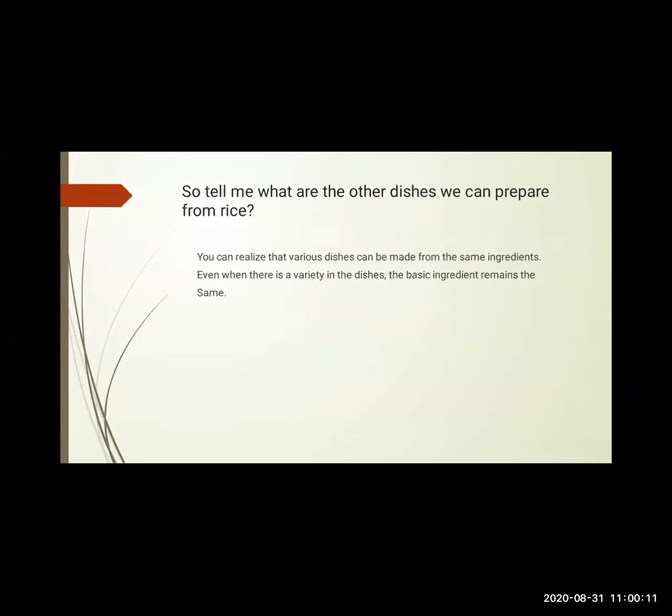We can realize that various dishes can be made from the same ingredient. From rice, so many varieties of dishes can be made. Means the same ingredient is there, but different dishes can be made. Ek ingredient se hum log bahut saari alag alag variety bana sakte hain. Okay? Even when there is variety in dishes, the basic ingredient remains the same. Sab alag alag dishes hain, par kisse banta hai? From rice, means one ingredient is the same.